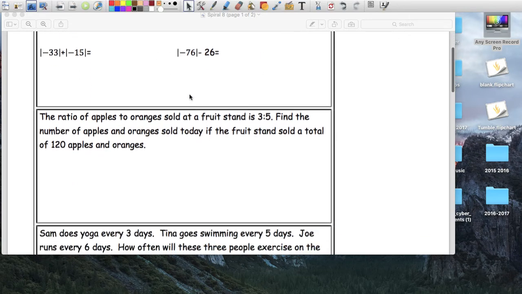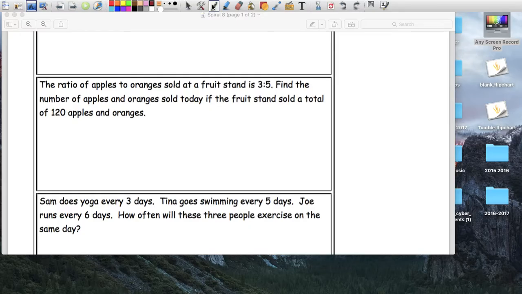The ratio of apples to oranges sold at a fruit stand is 3 to 5. Find the number of apples and oranges sold today if the fruit stand sold a total of 120 apples and oranges. So, okay, part, part, total. I know there are 3 apples. For every 3 apples that I sell, I'm going to sell 8 oranges. That's a total of 11 fruits.